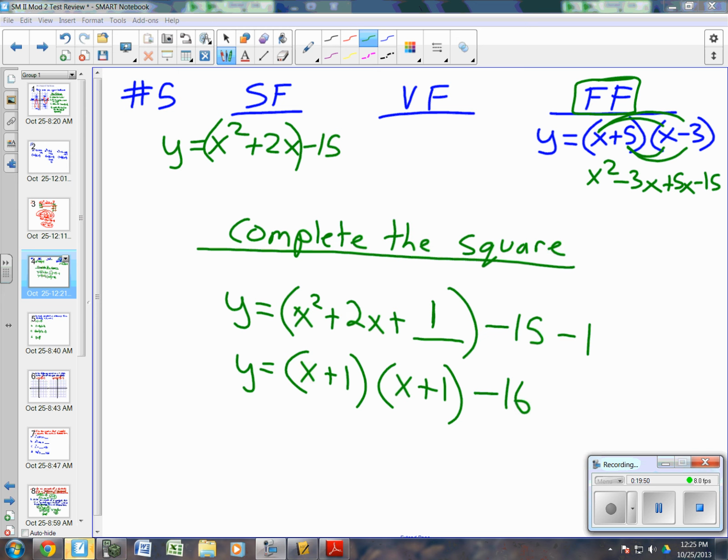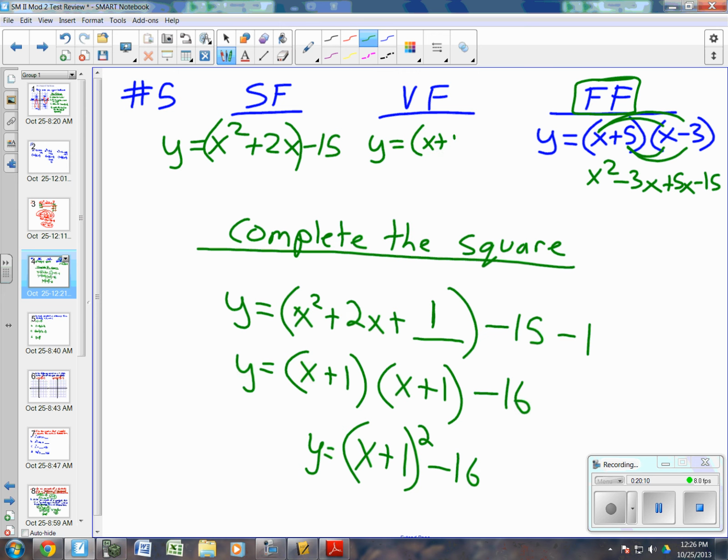Are we done? No, because what's the short way of writing x plus 1 times x plus 1? x plus 1 quantity squared. That is how you complete the square. So now I have vertex form: y equals x plus 1 quantity squared minus 16 is vertex form.